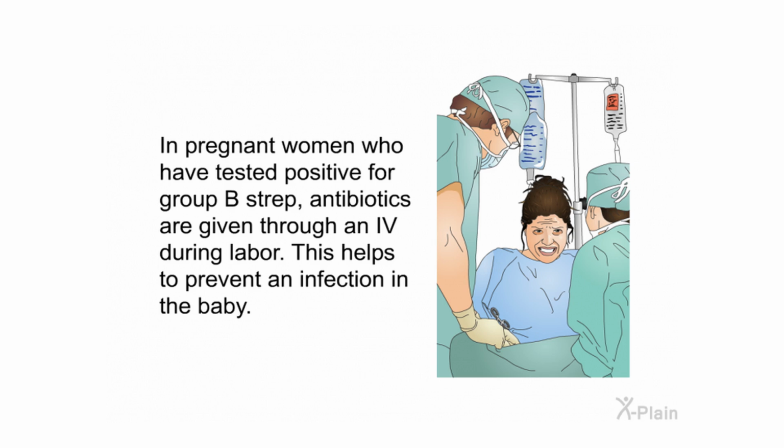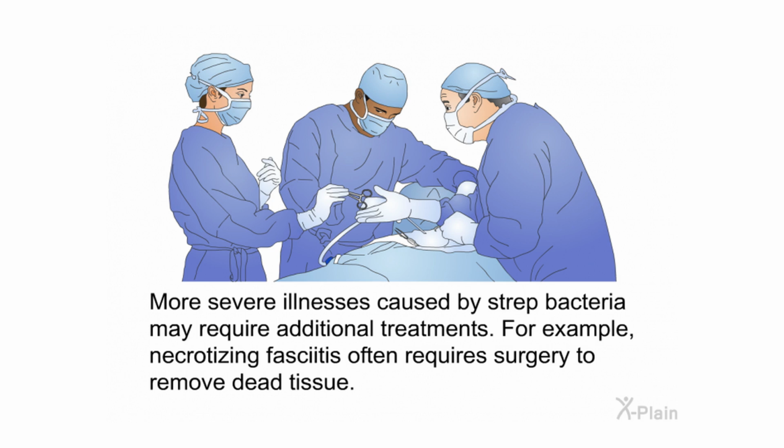In pregnant women who have tested positive for Group B strep, antibiotics are given through an IV during labor. This helps to prevent an infection in the baby. More severe illnesses caused by strep bacteria may require additional treatments. For example, necrotizing fasciitis often requires surgery to remove dead tissue.